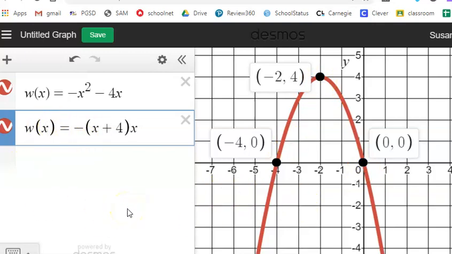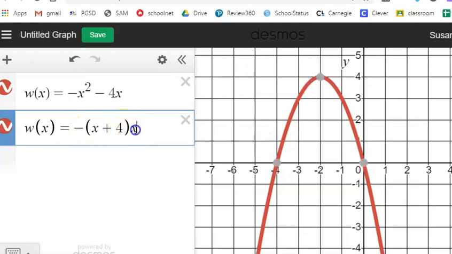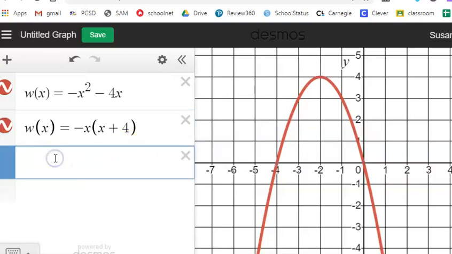But this is sufficient for your factored form. You may want to put your x first and then put your x plus 4. So you could have a negative x and then x plus 4. So let me show you that. So I'll put it here. Same thing. You could do x plus 0, x minus 0. That works okay. I'm just going to leave that for this one. Alright, let's go to the next one.